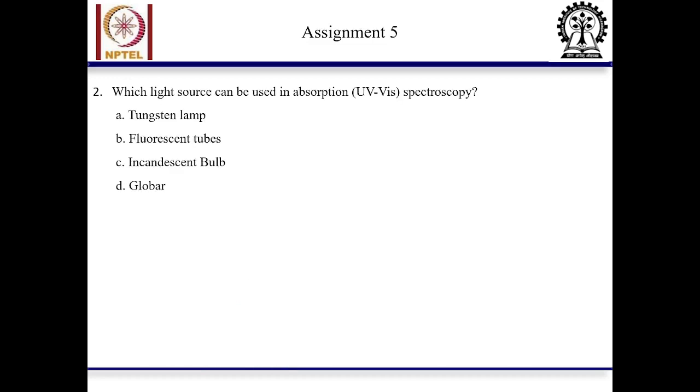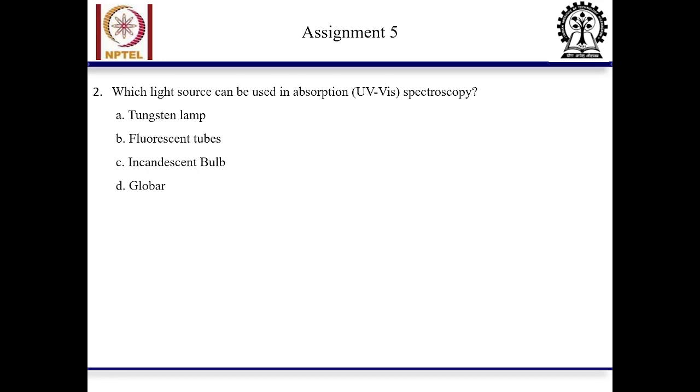Okay. So now question two is: which light source can be used in the absorption spectroscopy? Anyone who has seen lecture one, I think in lecture one the professor introduced the different types of light source. Okay, Sweta is saying, okay, anyone else? Okay, so actually Sweta is right. The answer is A.